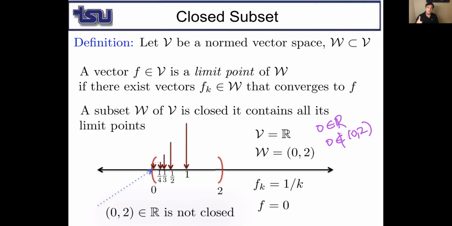Think about the limit points of W. If W contains all of its limit points, then W is closed. But with this example, you see that 0 is a limit point and 0 is not contained in W, therefore W is not a closed subset of V.